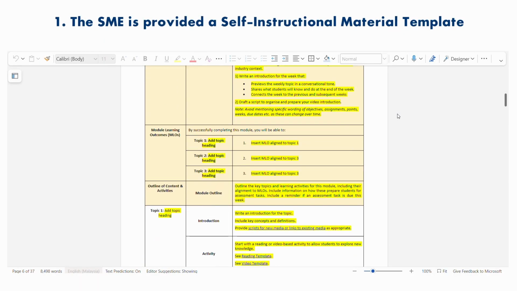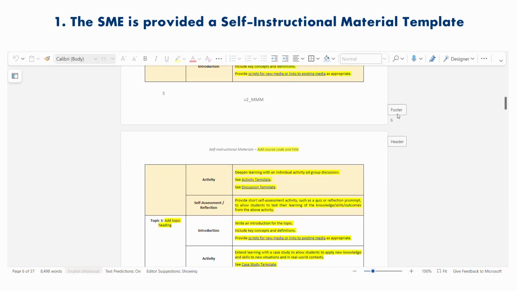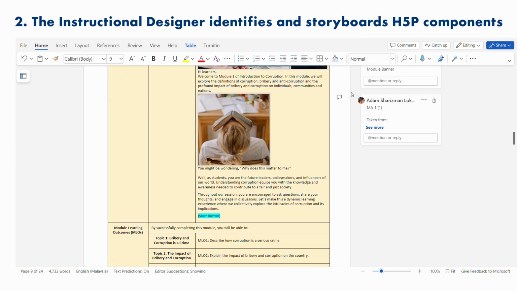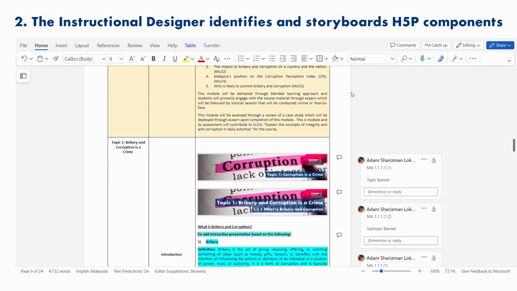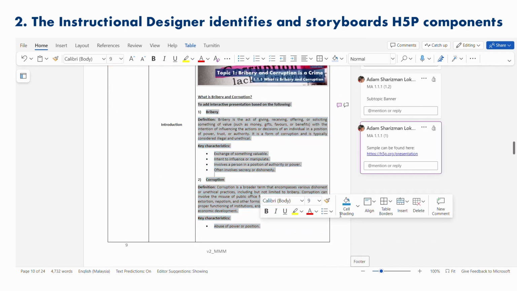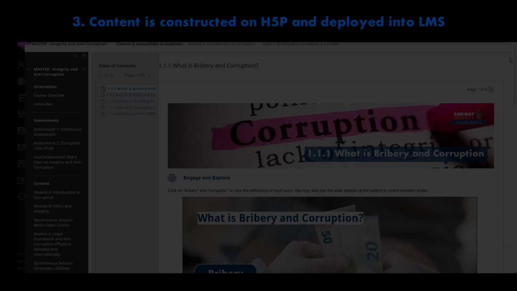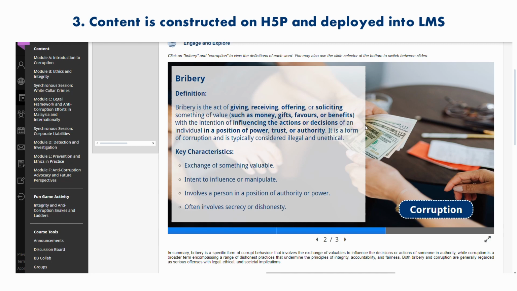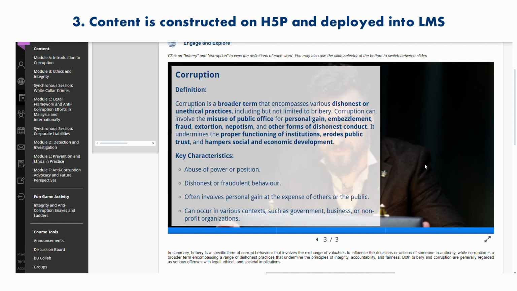The subject matter expert on the course topic was given a simple text-based self-instructional material template to complete. Once completed, the instructional designer goes over the course content to identify components that are transferable to H5P. The content is then storyboarded. The activities are then constructed within H5P. As seen here, a simple engage and explore activity was derived from the template.